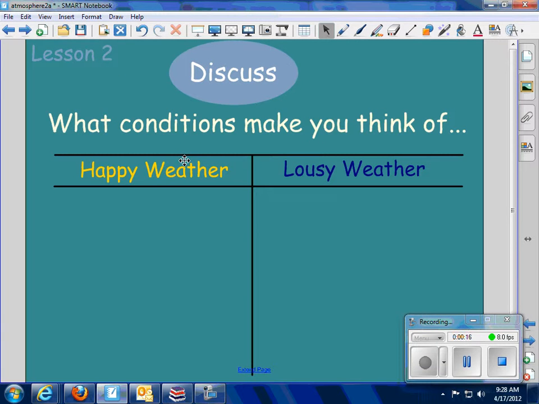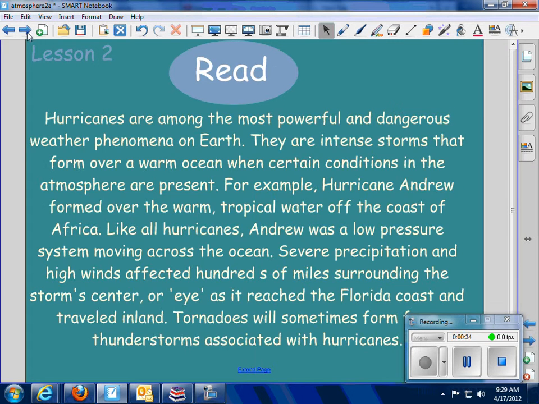When we started the class today, we started talking about what makes happy weather and what makes lousy weather. And we came up with ideas like happy weather: sunny, no clouds, light wind, maybe some wind. Lousy weather, we came up with cloudy, dull, dark, rainy, misty, stuff like that.